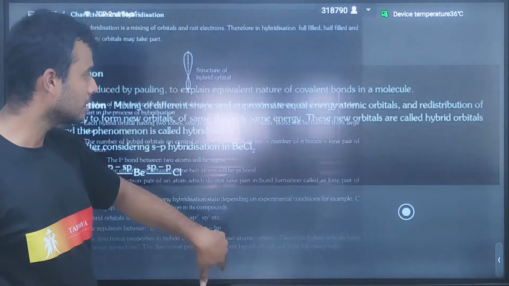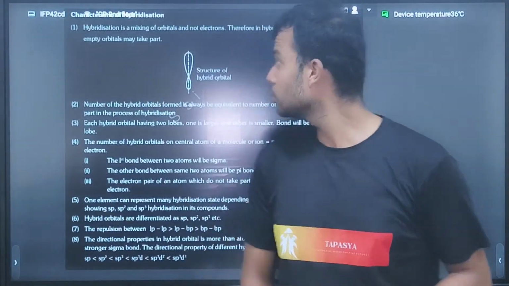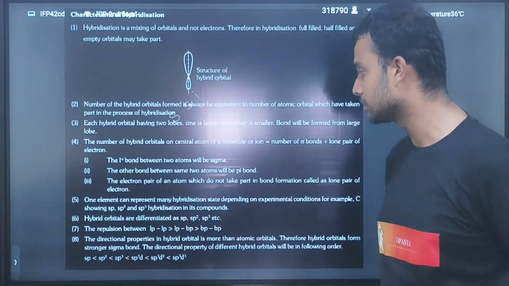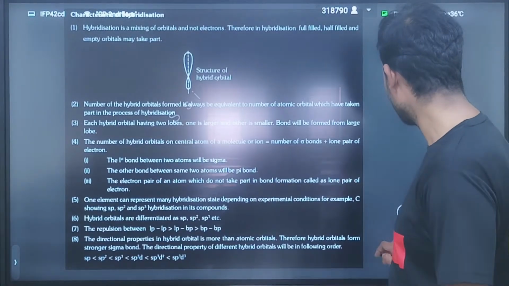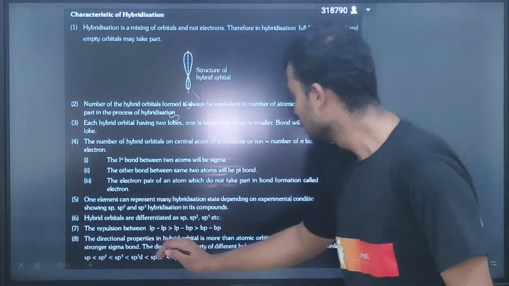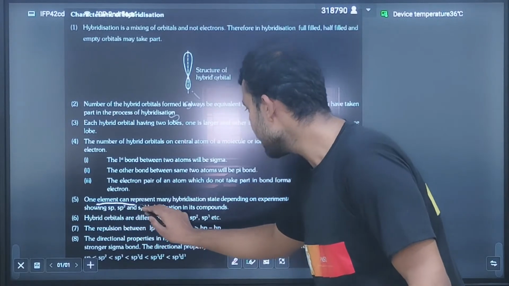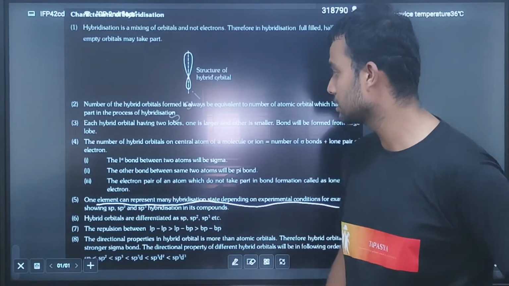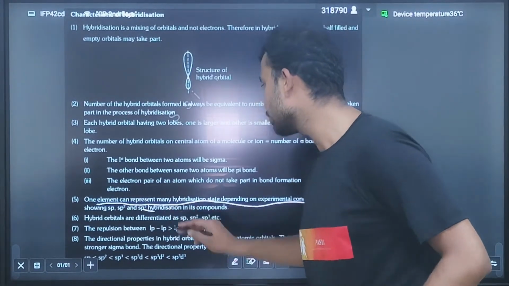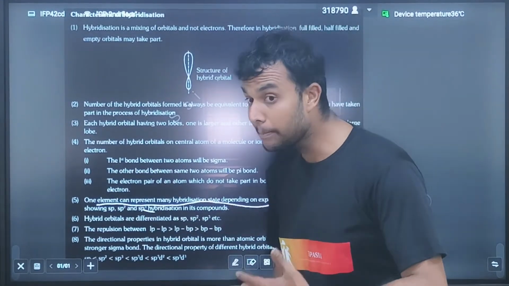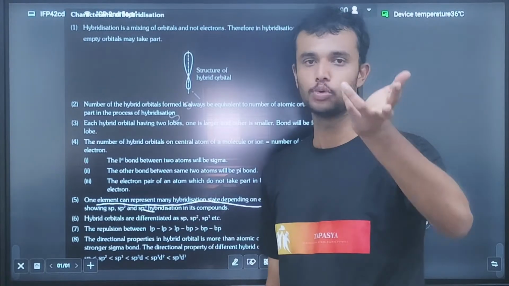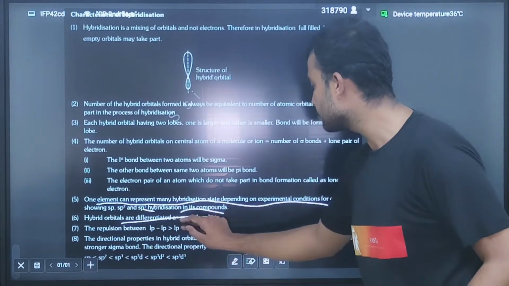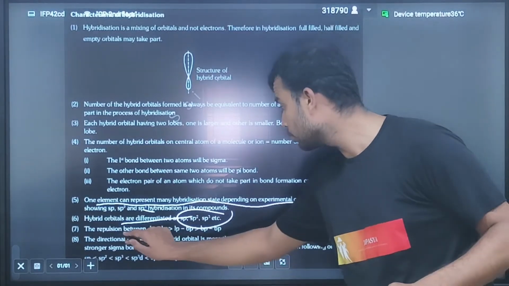Also, my dear students, look here. We have a few important points about hybridization. Hybridization is a mixing of orbitals, the first sigma orbital and other things. You must concentrate on a few points here. One element can represent many hybridizations depending on the experimental condition. For example, carbon showing sp2 or sp3 depends on the other molecule; we can also show double bond, triple bond. Then the hybrid orbitals differ in sp, sp3, etc.